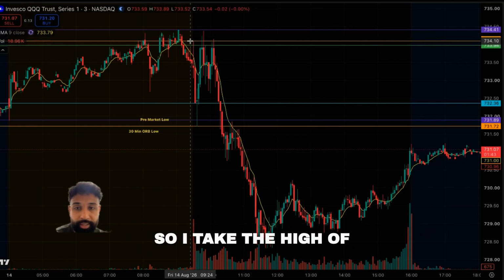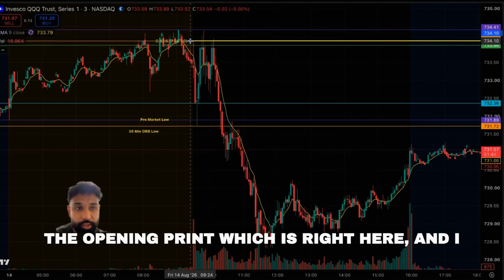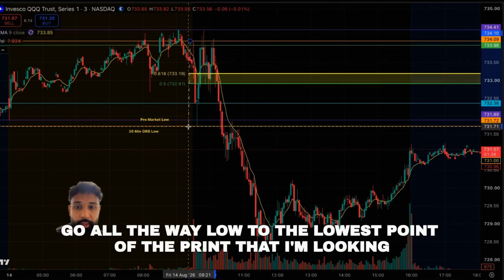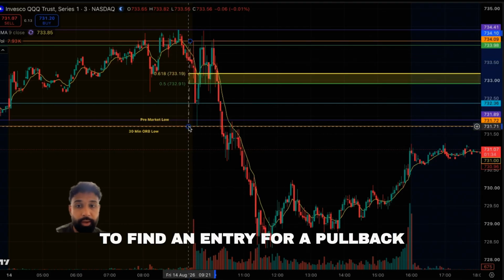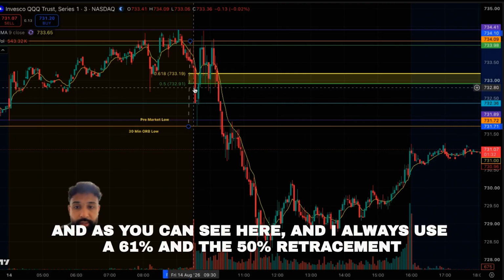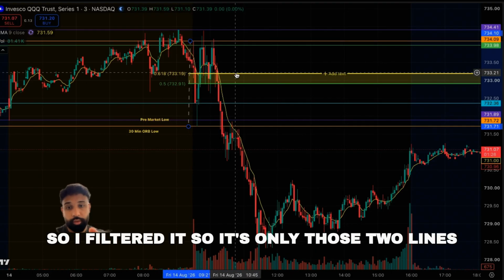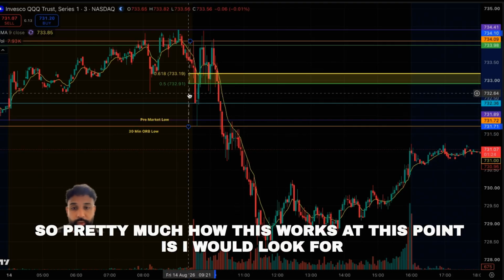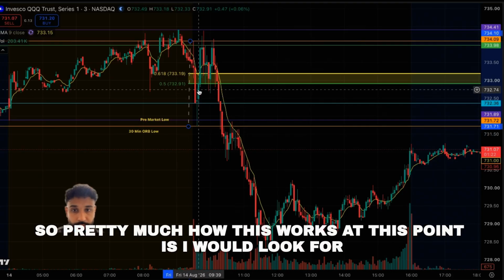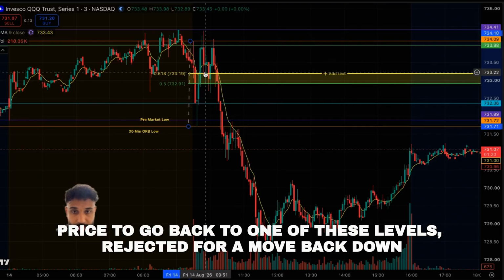So I take the high, the opening print, which is right here, and I go all the way to the lowest point of the print that I'm looking to find an entry for a pullback. And as you can see here, I always use the 61% and the 50% retracement, so I filtered it so it's only those two lines. Pretty much how this works at this point is I would look for price to go back to one of these levels, get rejected for a move back down.